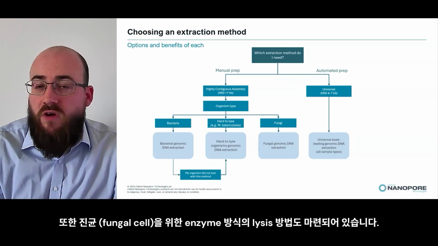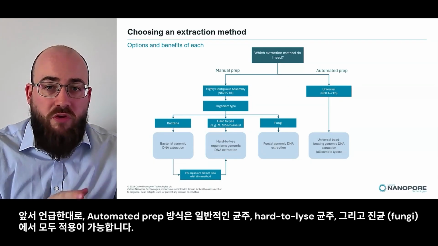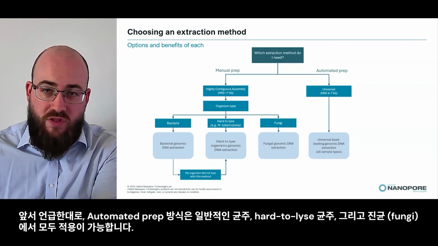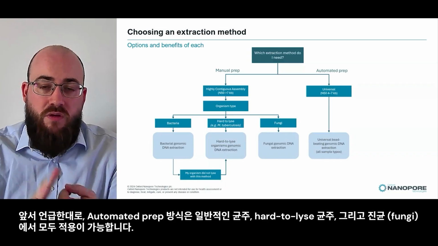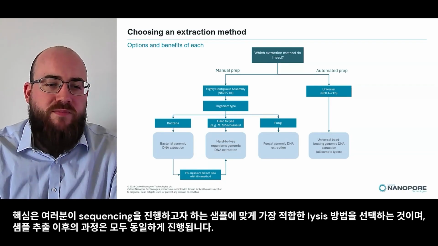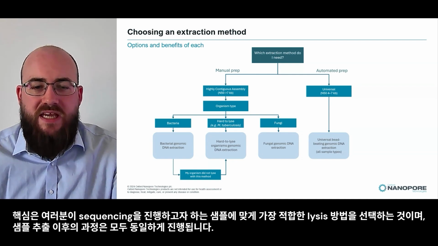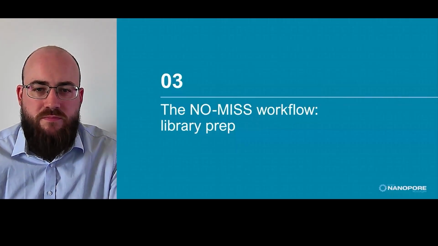And also we've got an enzymatic extraction for fungal cells. But all of these could go altogether through the automated one. As I said, that will do your bacteria, your hard to lyse, and your fungi. It's just picking which method is going to be right for you. And after that, everything comes together for the rest of the protocol.